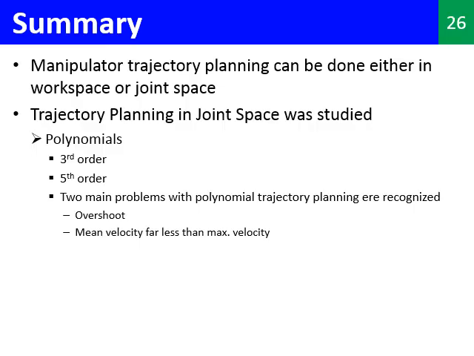One technique is to use polynomials for joint trajectory planning, and if we have 4 constraints, then we can go for a third order polynomial. If we include the acceleration constraints, altogether we would have 6 constraints, and therefore we can go for a fifth order or quintic polynomial. We finally recognized 2 main problems associated with polynomial trajectory planning. There is an overshoot problem if there is non-zero initial velocity, and also the mean velocity is far less than the maximum velocity of the joint.